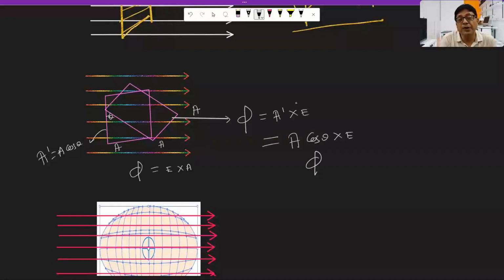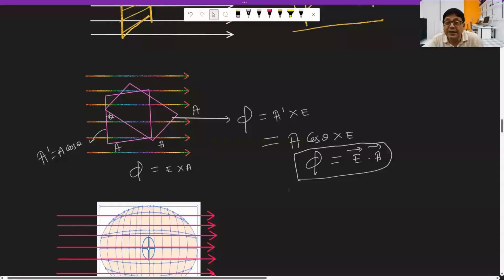So phi is going to be equal to, if we use the dot product of vectors, E dot A. See what is happening here? Suddenly I have taken a vector above the area. Is it possible to get area as a vector quantity? Is it possible that volume is also a vector quantity? Okay, volume we will not think about now, although it is also a vector quantity in higher physics and mathematics. Here we will be considering area as a vector quantity. But what is the direction of the area vector then?